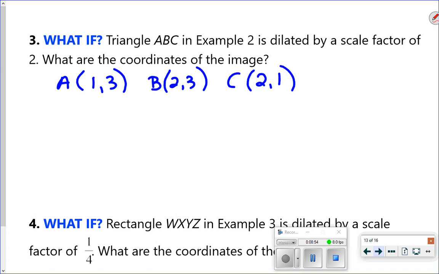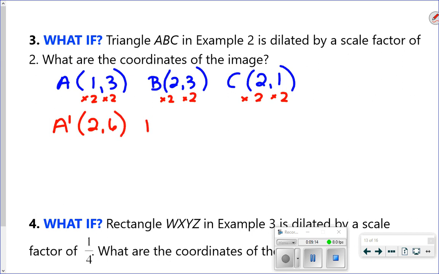Okay, let's check if your answers are right. So for all of these, we're doing a scale factor of 2, which means for each one, we're multiplying that value times 2. Now, I would like you to show your work for what you're doing. So there I am. I'm writing my points out. I've got my times 2's. Now I'm ready to write my new value. So copy of A is at 2, 6. Copy of B is 4, 6. Copy of C is 4, 2. So those are my new ordered pairs.